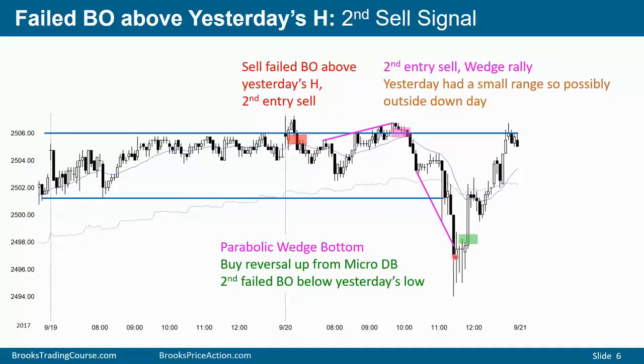The market broke below yesterday's low, tried to reverse up. Doji bar, not particularly good, especially after a strong sell-off. And now the bulls get a second entry buy with a good-looking bull bar. This is a reasonable buy.